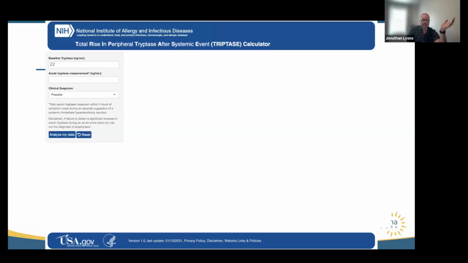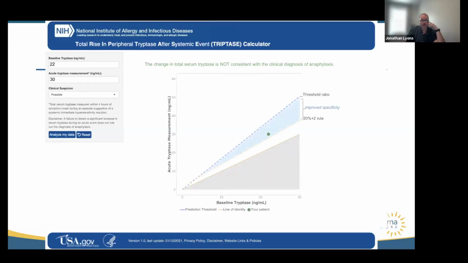Now, let's redo this. If you had 22 and you went up to 30, which would meet 20% plus 2, and you do the same calculation, you see that now this patient just has baseline variability, despite the fact that the 20% plus 2 rule would have said they had a mast cell degranulation or was consistent with anaphylaxis. That's really the improved specificity that this other approach provides. And I would point out down here where these two lines cross, where they're identical, that's about 4.5.